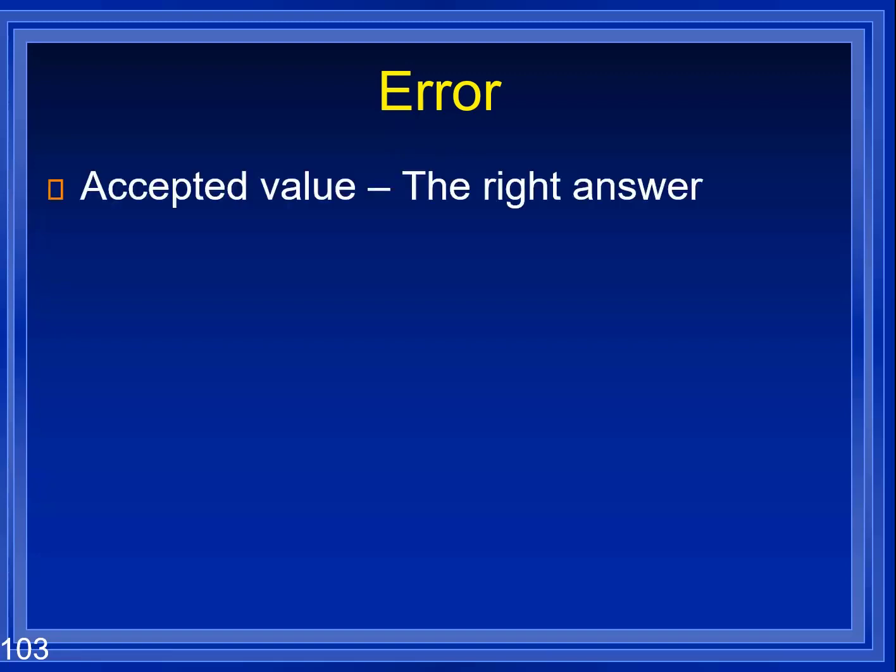Something's wrong. So, as scientists, error is how wrong you were, right? Fair is how wrong you were correct. Don't want to say right. So, we're going to start off with, in order to know how wrong I was, I have to know the right answer. The right answer is called the accepted value.